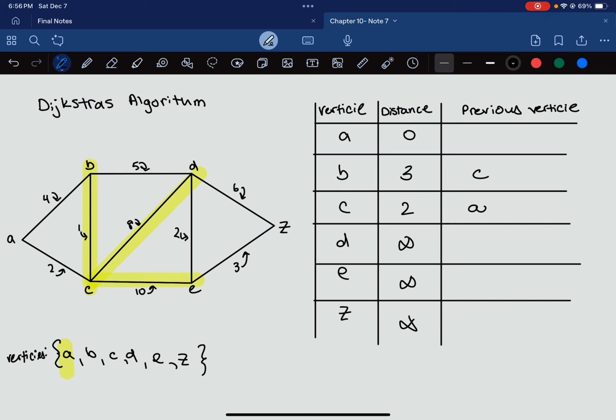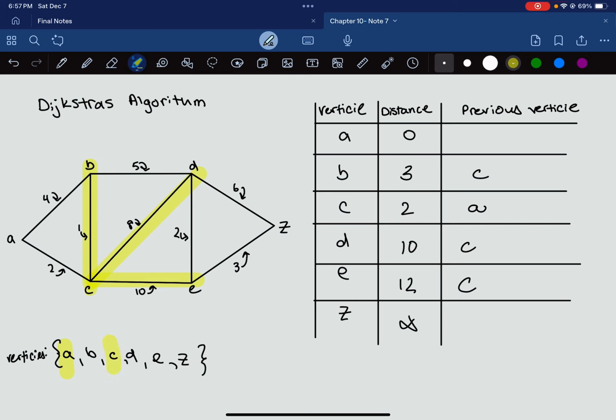Now, how do we get to D? To get to D, we have to do 2 plus 8, and that is shorter than infinity, so 2 plus 8 is 10. So now we're going to write 10, and the previous vertice was C. Now, our last one is E. We got there from C, so 2 plus 10, which is 12. 12 is shorter than infinity, so we're going to write 12, and the previous vertice as C.